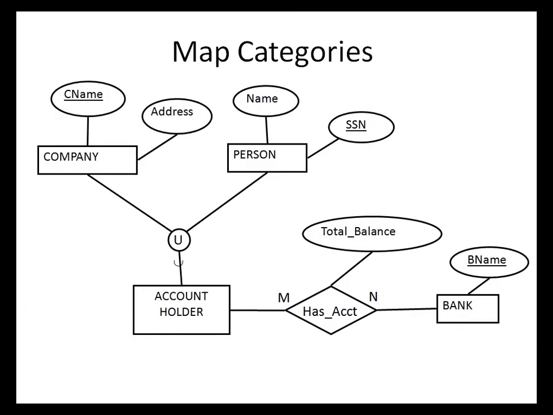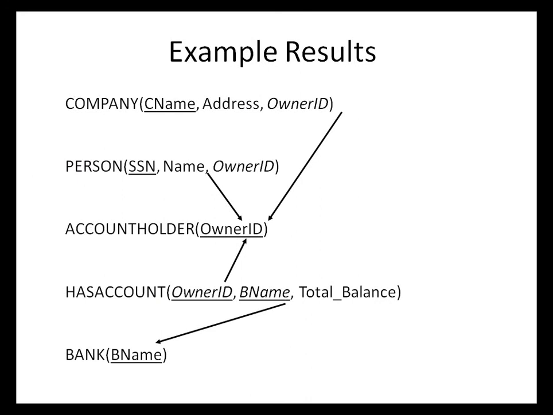Map category. The problem is that multiple supertypes may have different primary keys. And what is the solution? The concept of a surrogate key, a specified new key attribute for the subtype. And then this is a sample of mapping a category.